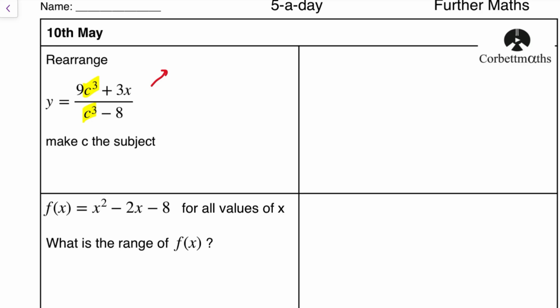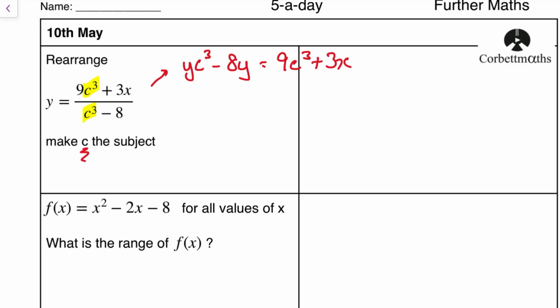So the first step, multiply through by the denominator, which is going to give me yc cubed minus 8y is equal to 9c cubed plus 3x. Then, what do I need? Always go back to what I need. I need C to be the subject. In other words, I need my answer to be C equals something.